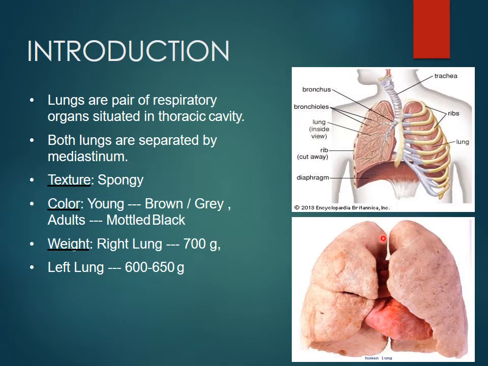This is the midline portion called the mediastinum, in which the major structures, major blood vessels and the heart lie. The structure of the lung is very delicate. It is just like a sponge, and in the young it is brownish gray in color, but with age it becomes mottled black due to deposition of inhaled carbon particles and pollutants. The right lung is quite heavier than the left lung. It is 700 grams in weight, while the left lung is 600 to 650 grams in weight.